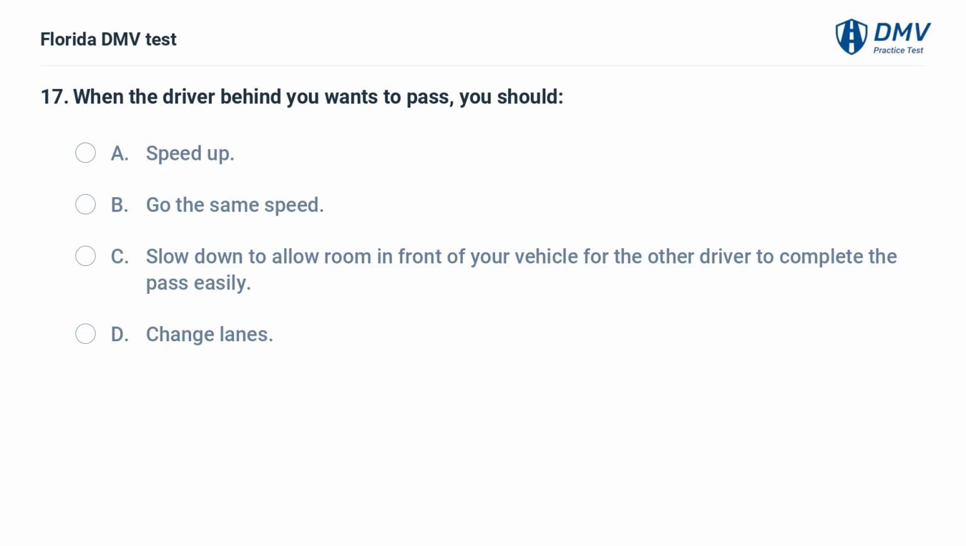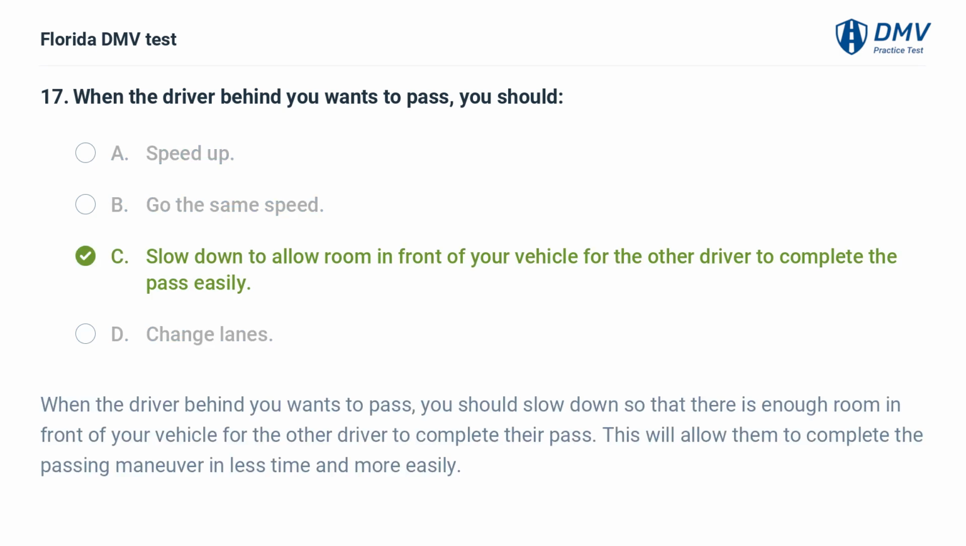When the driver behind you wants to pass, you should A. Speed up. B. Go the same speed. C. Slow down to allow room in front of your vehicle for the other driver to complete the pass easily. D. Change lanes. C. Slow down to allow room in front of your vehicle for the other driver to complete the pass easily.